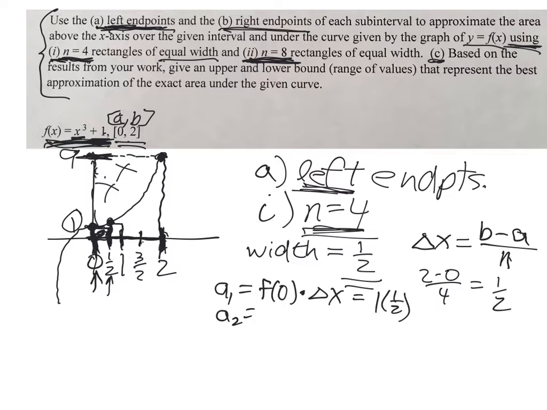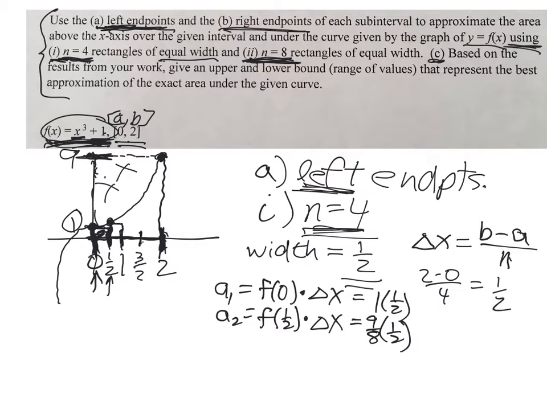The area of that second rectangle would be what? Okay, f of 1/2 times your width, again, times the delta x, and 1/2 plugged into our function. 1/2 cubed is 1/8, and then plus 1. 1 1/8, 9/8. 9/8 would probably be easier to deal with here. And then times the width.